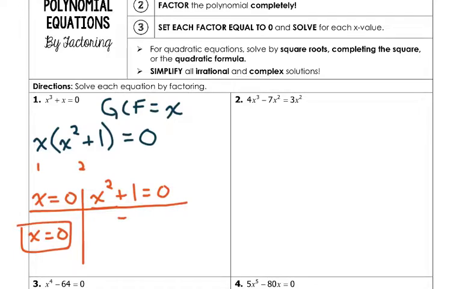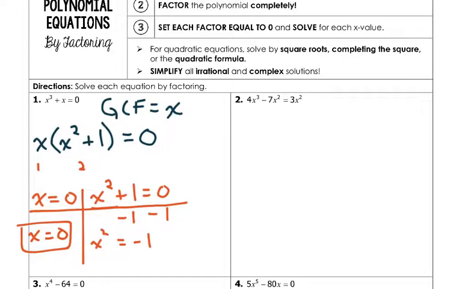For the other one, the first thing we need to do is subtract 1 from both sides, so we get x squared equals negative 1. In order to get x by itself, as we have done many times, we need to take the square root of both sides. If it was x cubed, we'd take the cube root of both sides. If it was x to the fourth, we'd take the fourth root of both sides.